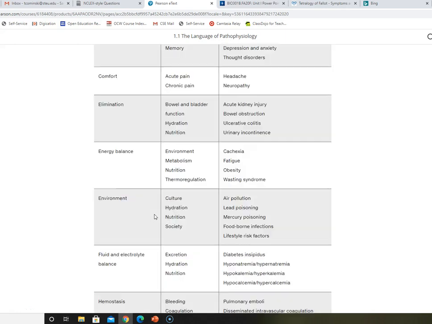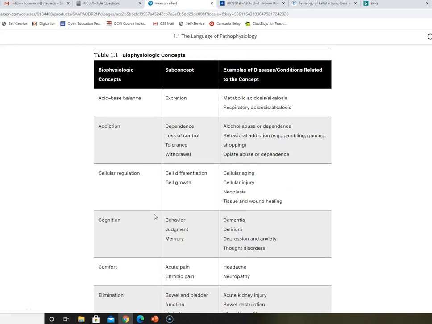Again, if we look at the top here, the biophysiological concept is acid-base balance. The sub-concept is excretion, so we're talking about the function of the kidneys here. There are many mechanisms that contribute to acid-base balance. If we talk about disease conditions, metabolic acidosis or alkalosis, this means the pH of your blood is either lower or higher than it should be. And again, this can be caused by metabolic reasons, but also by respiratory reasons as well.